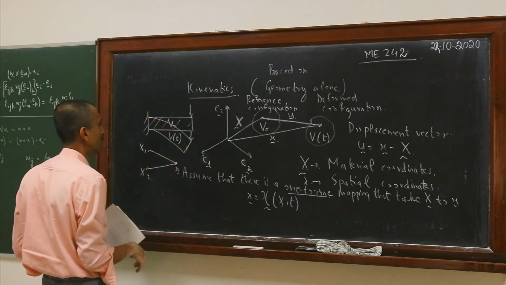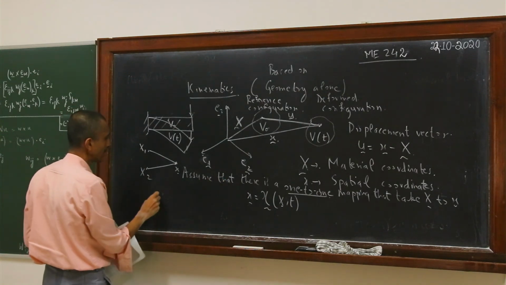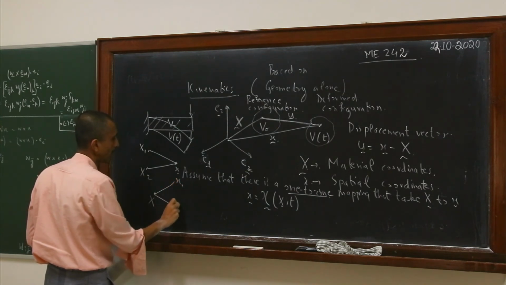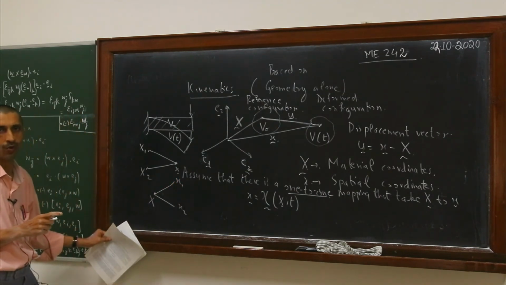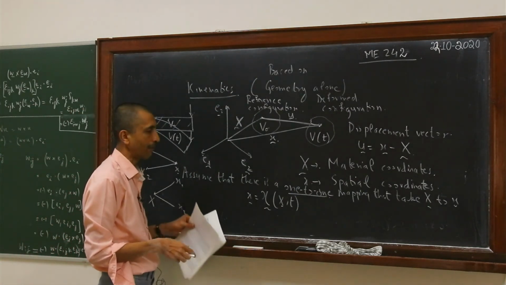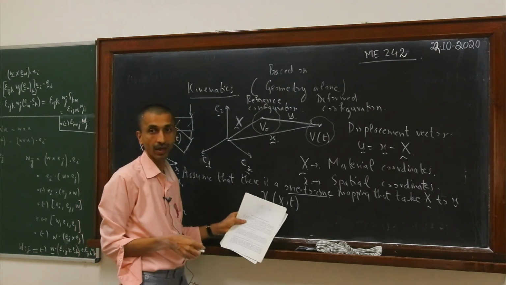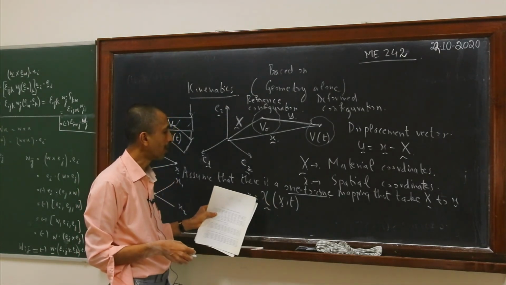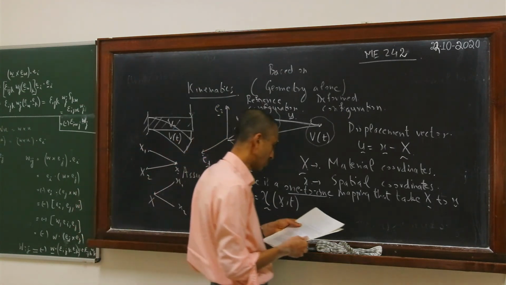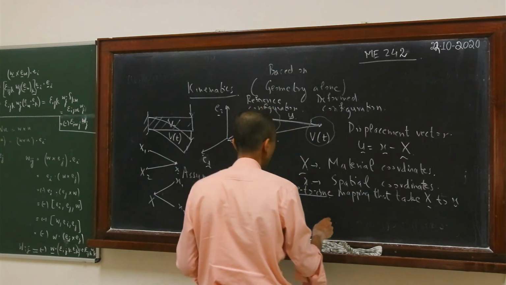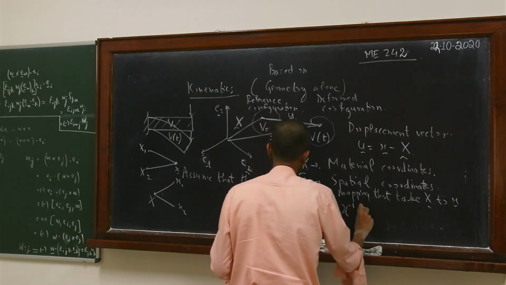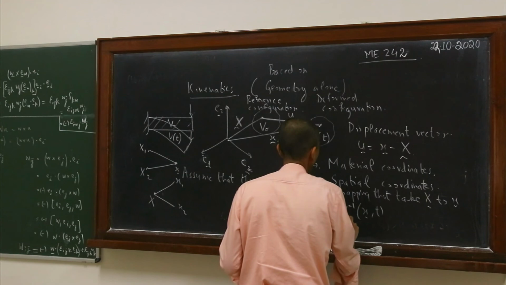So we will assume this, and also the other thing is that if you have a point X, then it cannot split and go into 2 different positions. So that is what we mean by 1 to 1 mapping. So basically, the implication of this 1 to 1 mapping is that I can invert this particular relation, and I can go from small x to capital X also. Because it's a 1 to 1 mapping, X can be written as pi inverse of x comma t. So this is some inverse mapping.